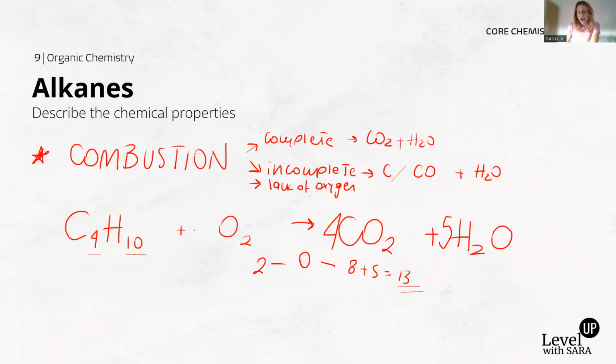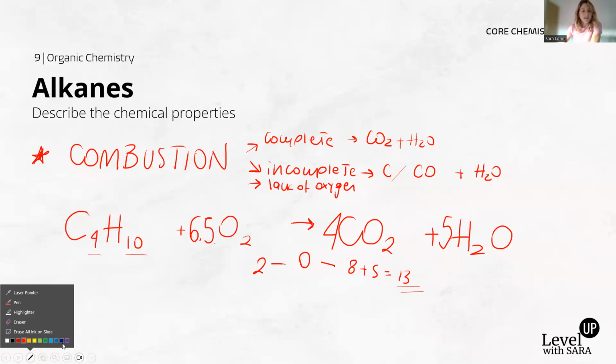We can use half numbers to balance it, just because otherwise we would have very big multiples. So how do we make 2 into 13? We times it by 6.5. So this is how we balance a combustion reaction. Carbon first, then hydrogen, then oxygen.